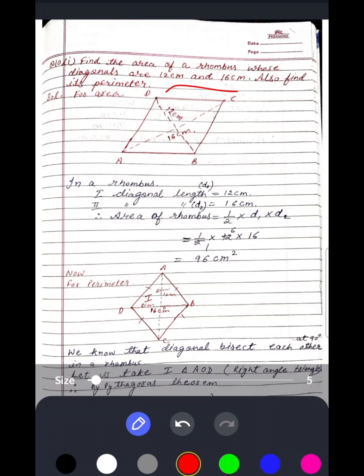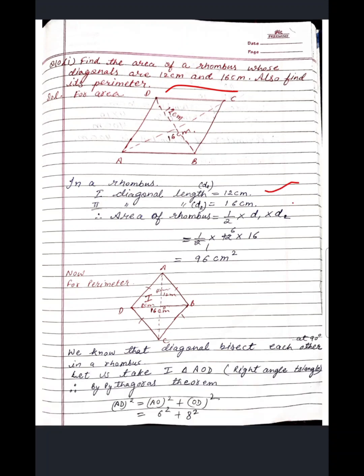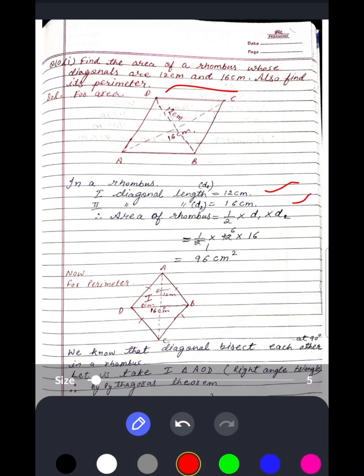So area we can find out easily, just because in case of area we need diagonal D1 and D2. So diagonal D1 is 12 centimeter, D2 is 16 centimeter. So apply the formula, half into D1 into D2, and substitute the values, and after cutting you are going to get 96 square centimeter. And for the perimeter, we need side of the rhombus.